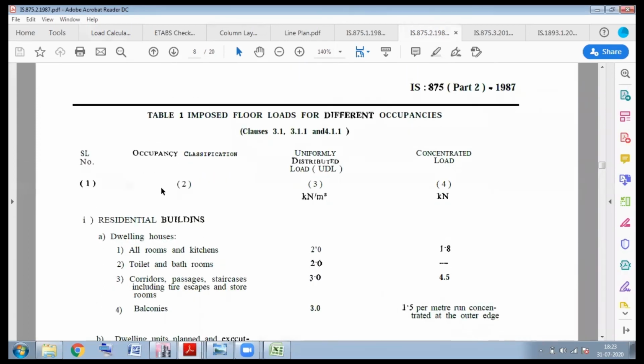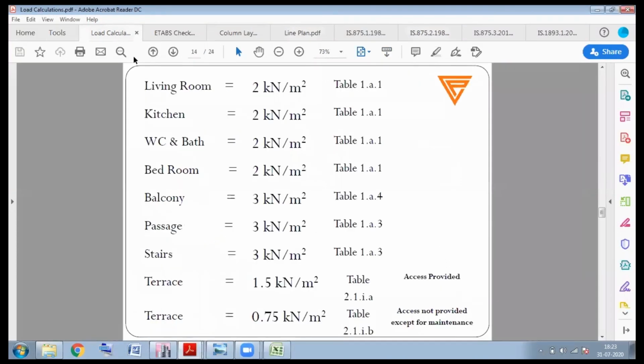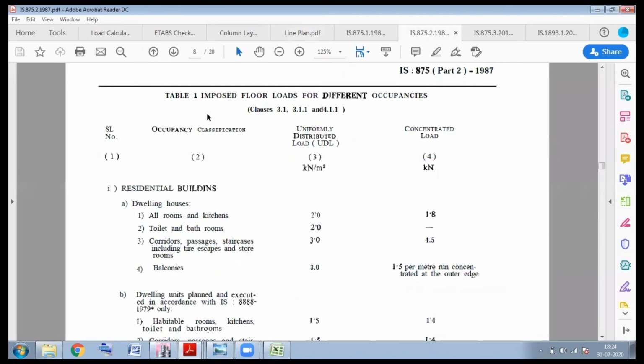Here in this table they mention that for residential buildings, all rooms and kitchens, the live load is 2 kilonewton per meter square, toilet and bathroom 2 kilonewton per meter square, corridor, passages, staircase and all 3 kilonewton per meter square, and for balconies 3 kilonewton per meter square. So I have listed here living room, kitchen, WC and bath, bedroom, balcony, passage and stair, as per the codal provision noted in table number 1.